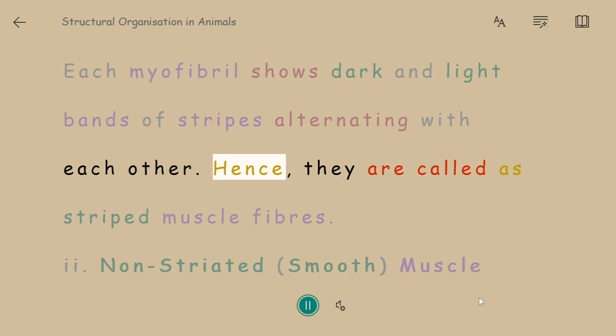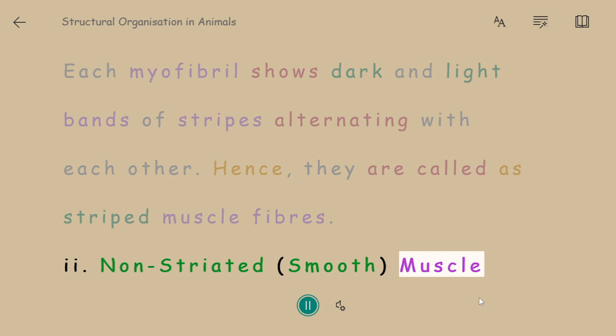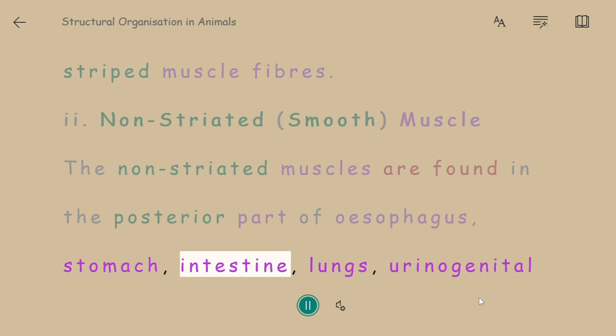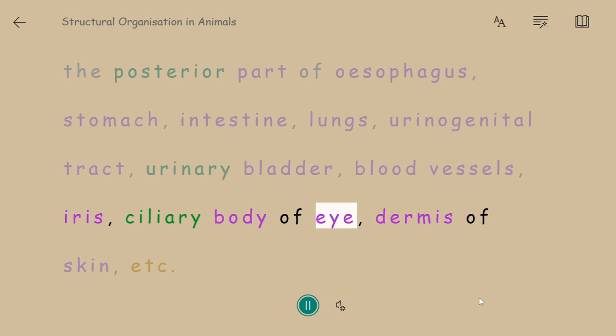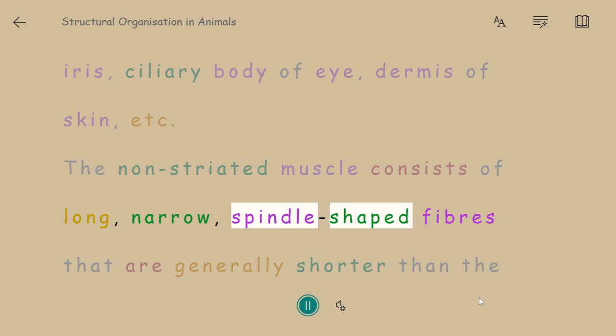Hence, they are called striped muscle fibers. 2. Non-striated, smooth muscle. The non-striated muscles are found in the posterior part of the esophagus, stomach, intestine, lungs, urinogenital tract, urinary bladder, blood vessels, iris, ciliary body of the eye, dermis of skin, etc. The non-striated muscle consists of long, narrow, spindle-shaped fibers that are generally shorter than the striated muscle fibers.